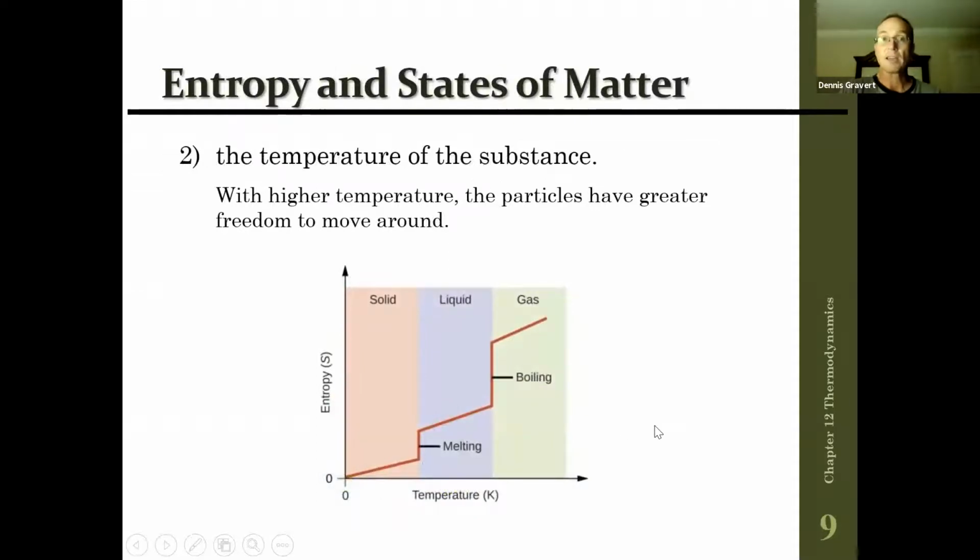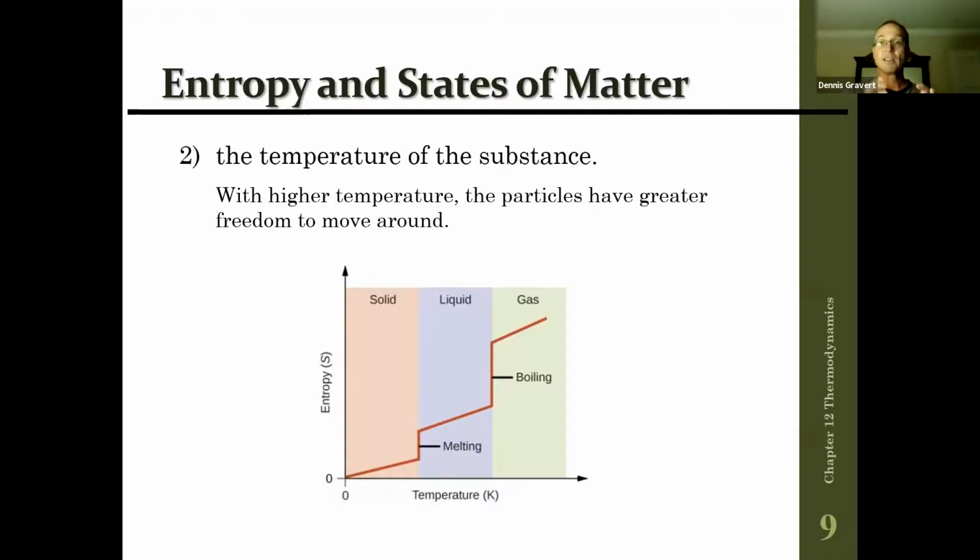Temperature. So at higher temperatures, the particles have greater freedom to move around. When we talk about gases, we'll realize that the temperature of a gas is proportional to the kinetic energy of the gas molecules. All we're saying is, in hotter gases, the molecules move faster. And it's also true in liquids and solids.